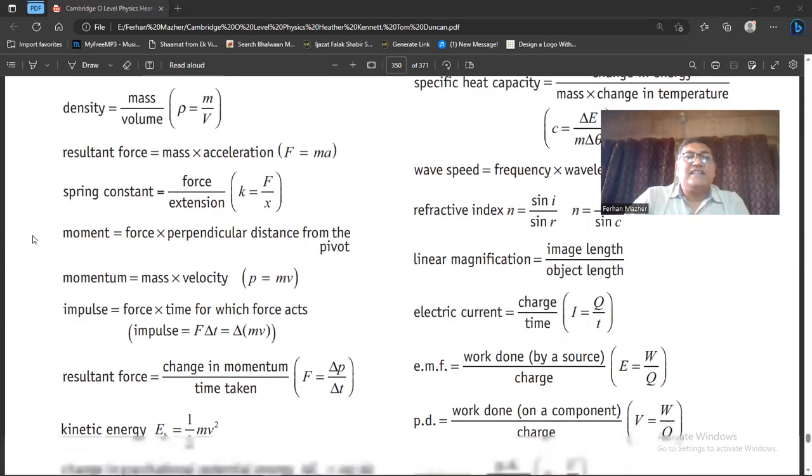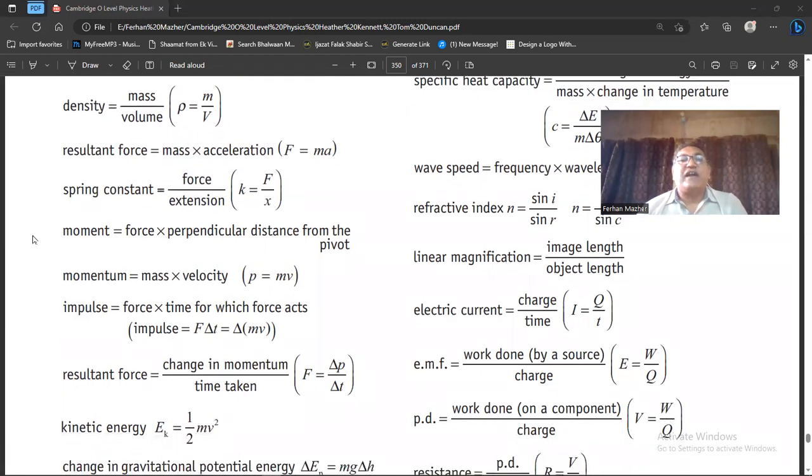Spring constant is equal to force divided by the extension. The spring constant is represented with k, and that is equal to F by x. F is the force, x is the extension. And you know the extension is equal to L minus L naught. L means the stretched length, L naught means the unstretched length. The moment is equal to force multiplied by the perpendicular distance from the pivot.